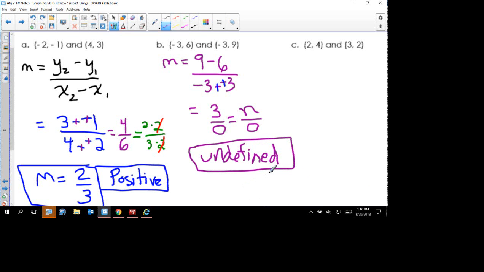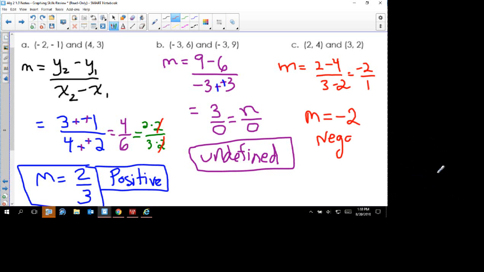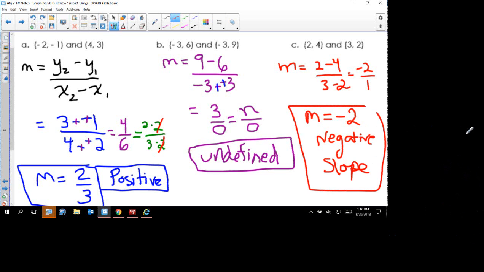All right, last one. You guys already have it? Some of you? Most of you? I can't write very fast with the mouse. 2 minus 4 over 3 minus 2. I get negative 2 over 1. Does that reduce, negative 2 over 1? Yep. So I'll reduce it. And that is classified as a negative slope. All right.